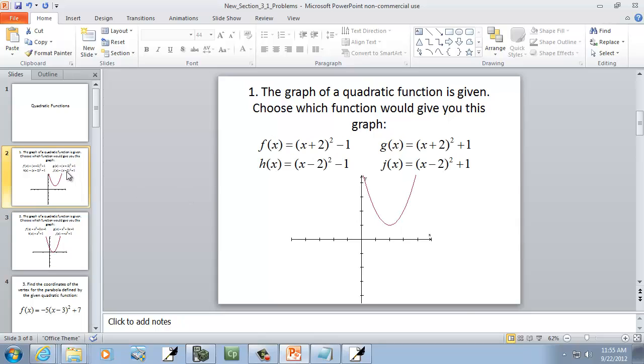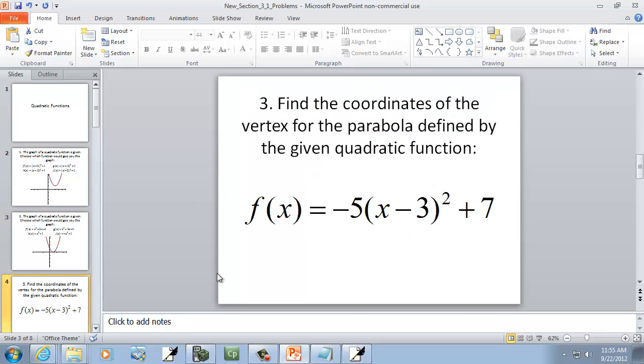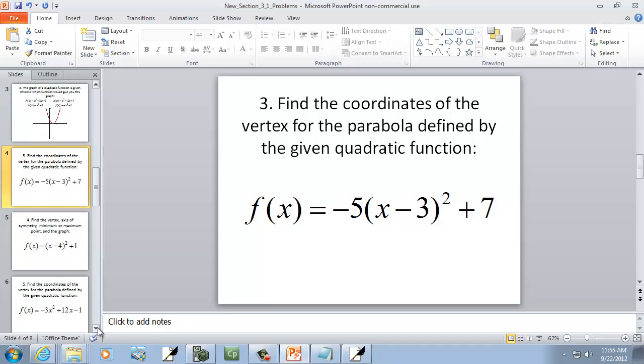Now we could have also used some knowledge about the vertex to help us figure this out. But for these first ones, the shifts are just fine. Let's take a look at number 3.